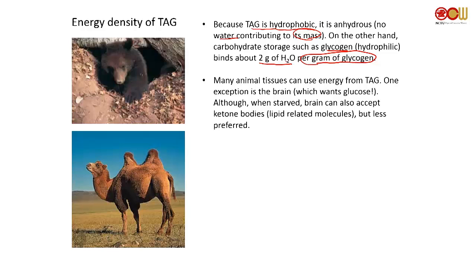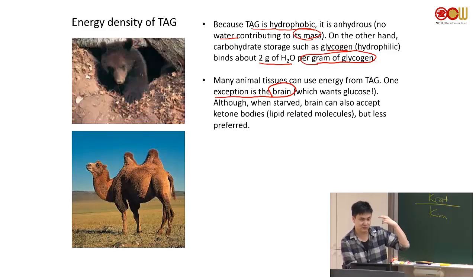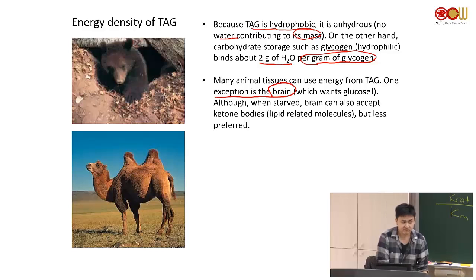Okay, one exception is the brain. Okay, which highly desires glucose. Okay, so last semester we talked about how the brain only eats 2 food, okay? Glucose and ketone bodies. Right?